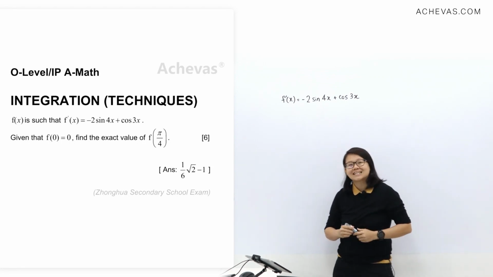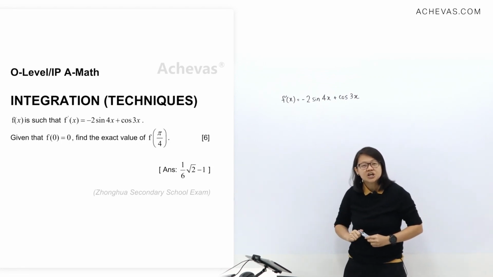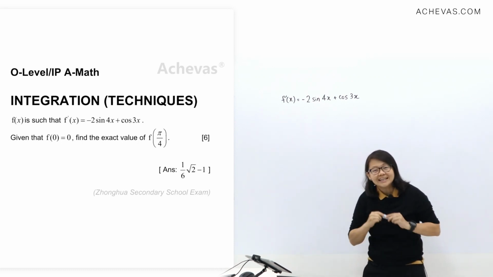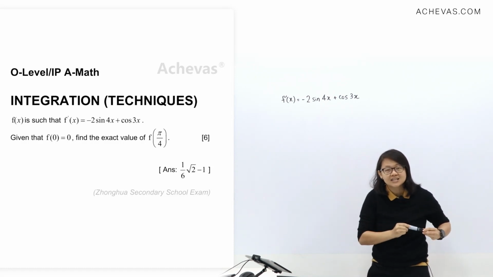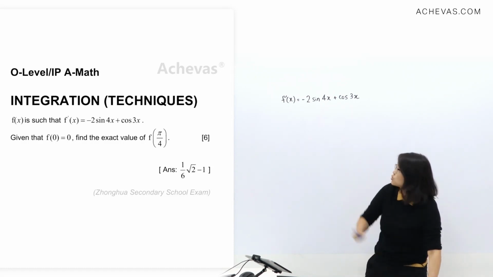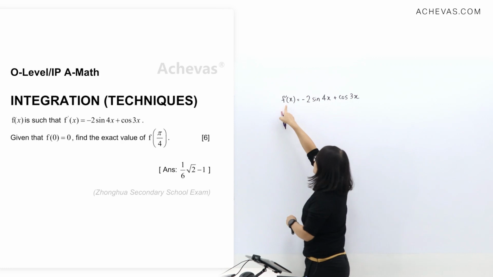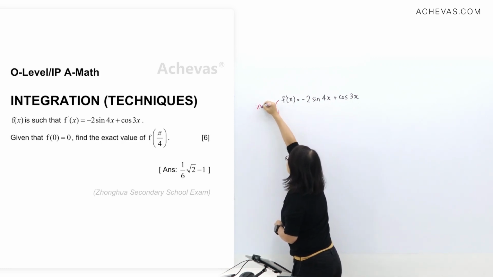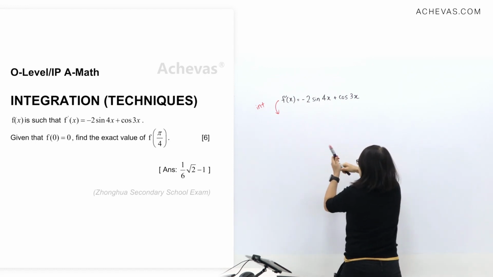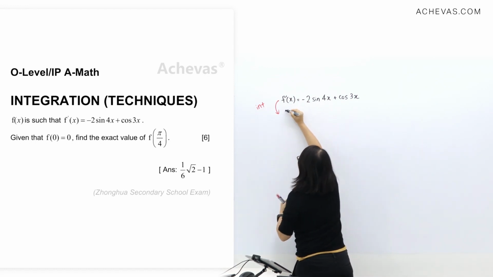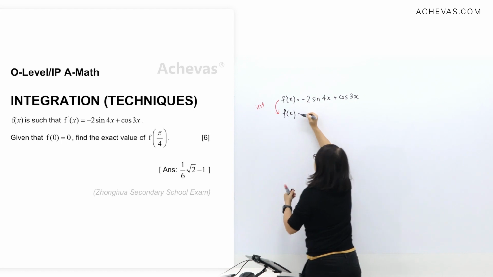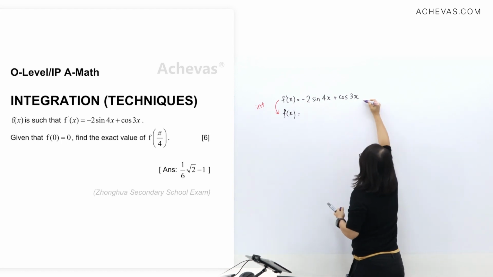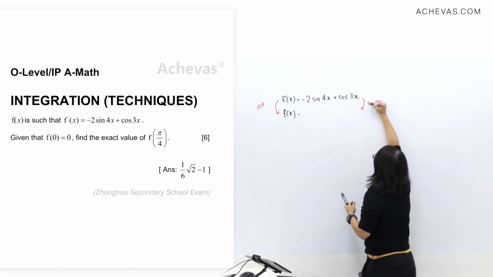Now, if you notice, there's no integration sign in the question, so you are given the first derivative. Knowing that integration is going to reverse the process of differentiation, this is the first derivative, so you are going to take an integration. You will reverse this f'(x) back to f(x). Same thing, we're going to apply integration to the left, and also to the right-hand side.